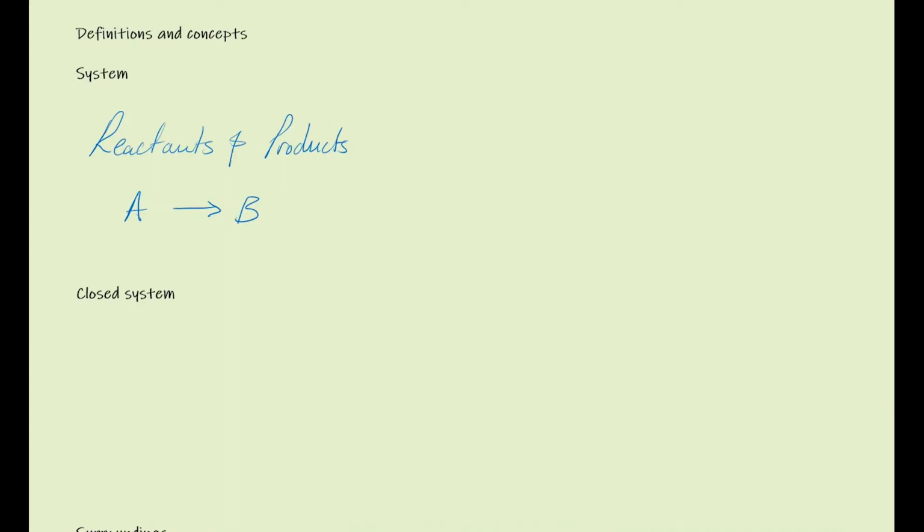Now, a closed system is still our reactants and products, but we are not allowed to add or take anything away from this system. So I can't take products out, I can't put reactants in, and vice versa. This is the same principle throughout for closed systems. So I can either add or take away reactants in a system, but in a closed system I can't do that. And the same goes for products.